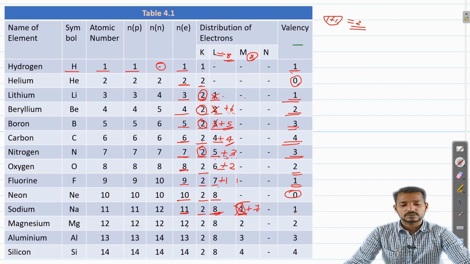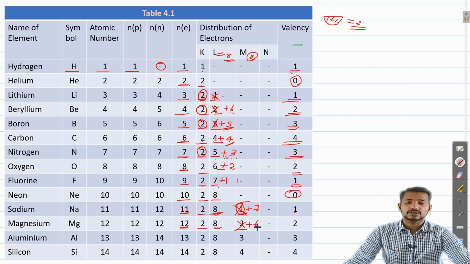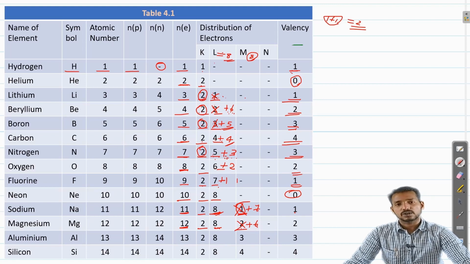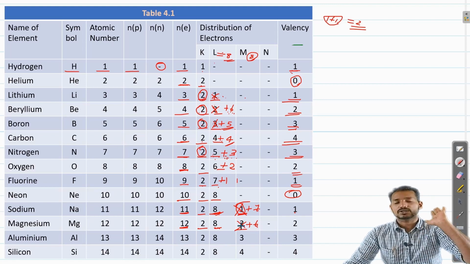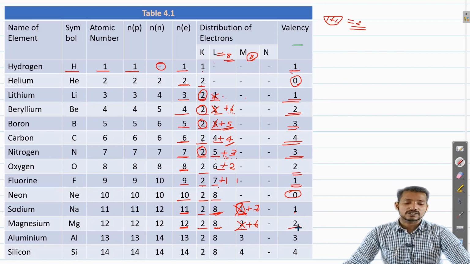Similarly, in case of magnesium, there are a total of 12 electrons, 2, 8, and again 2 electrons. So it is easy to eliminate 2 electrons so that the second shell becomes outermost, and it is already completely filled. Otherwise, we would need to add 6 electrons, which is not easy. So it will go for losing 2 electrons to make an octet in the outermost shell. So its valency is 2.